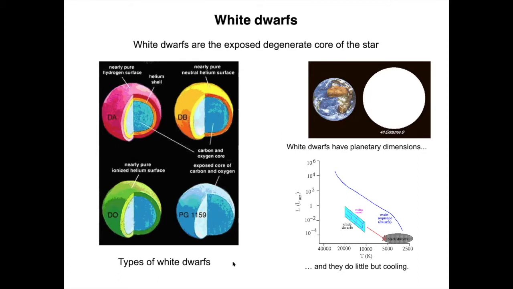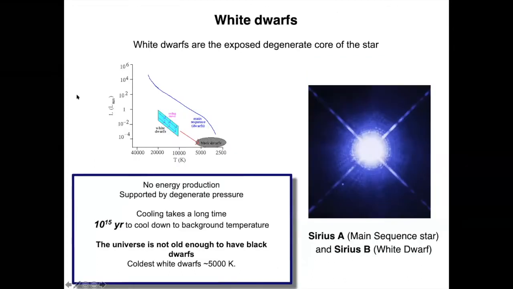And there are also white dwarfs that are just exposed core carbon and oxygen with no spectral lines. Because they're very small, even though they're very hot, their luminosity is low. So in the HR diagram, they lie much below the main sequence in here. And white dwarfs do little but cooling.